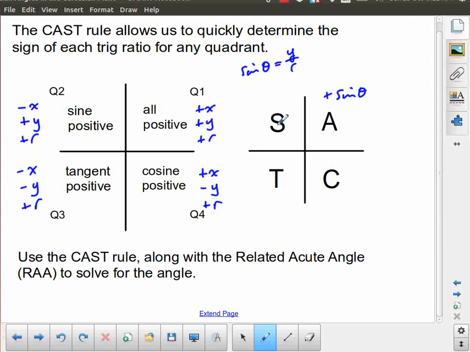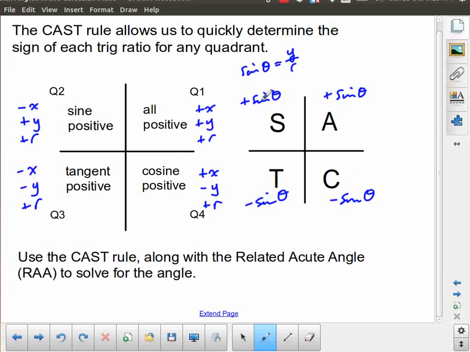Here in the second quadrant, y over r, that's positive over positive. So once again, we've got sine is positive. Down here in the third quadrant, sine is y over r, that's going to be a negative over a positive. That's a negative. So sine is negative. And over here in the fourth quadrant, y over r, that's negative over a positive. That's telling me that sine is negative. And so we have sine is positive, sine is positive, sine is negative, sine is negative.